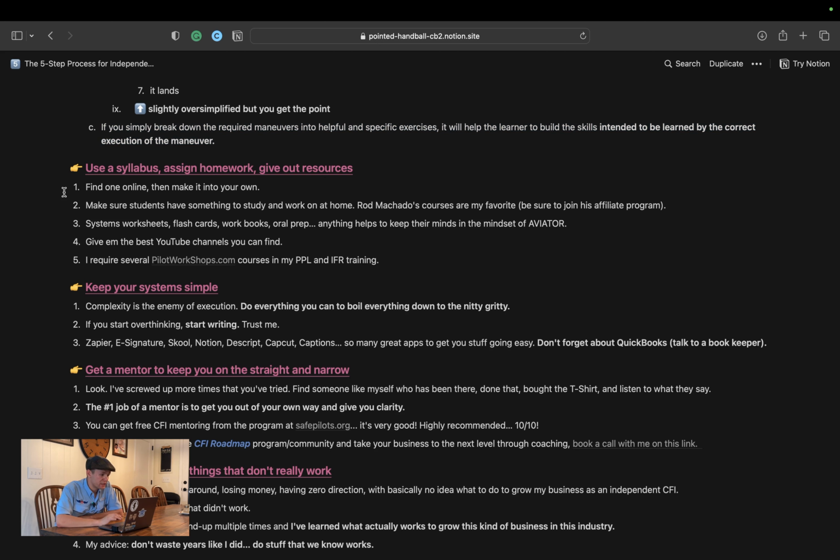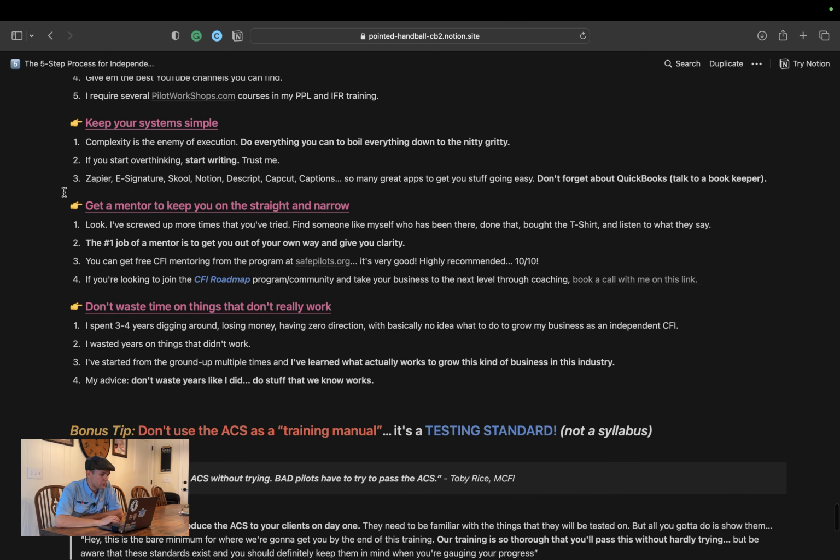You want to have a good syllabus, assign homework, give out resources to your people. Keep your system simple. Use the KISS method. Complexity is the enemy of execution. You want to do everything that you can do to boil stuff down to the nitty-gritty. I use tools like Zapier, eSignature, School, Notion, Descript, TapTouch, Captions. So many great apps to make life easier for you as a business owner and as a content creator and flight instructor. Don't forget about QuickBooks.